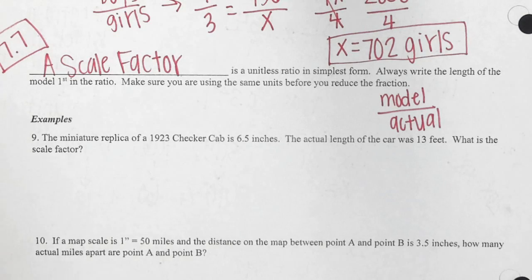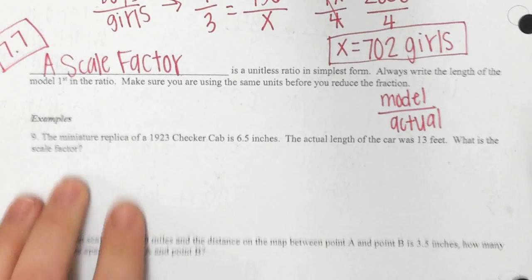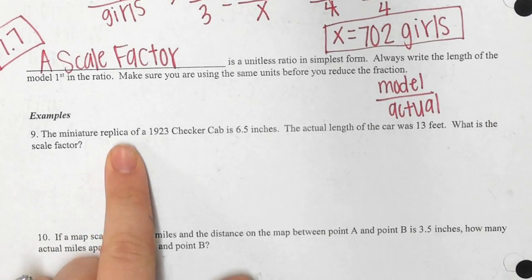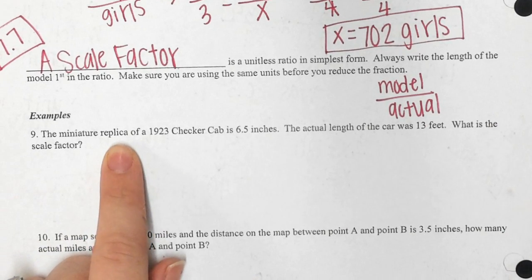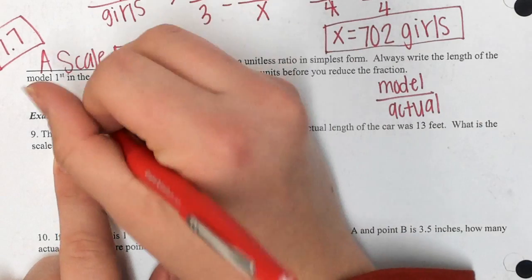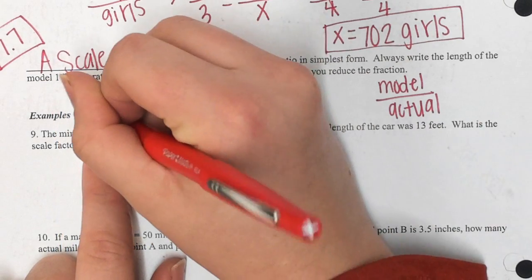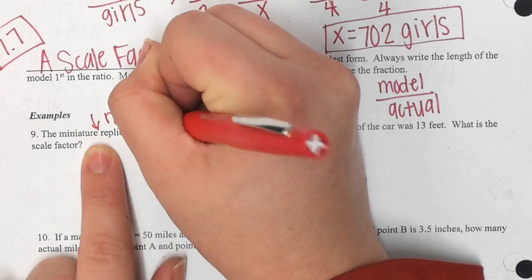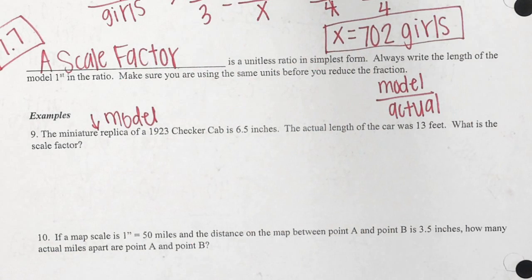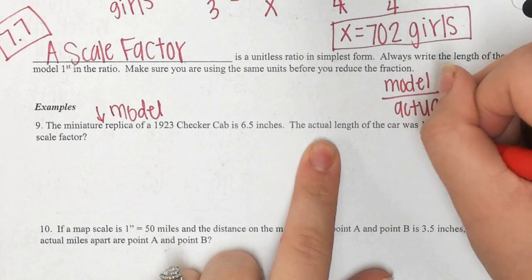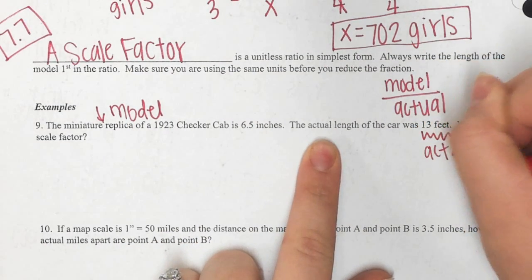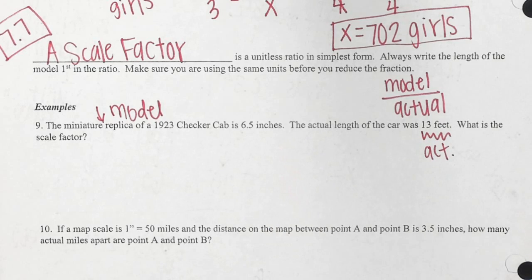So on number 9, we have that the miniature replica, so is that the model or actual? Model, because it's the miniature replica. So this is the model of a 1923 checker cab is 6.5 inches. The actual length of the car was 13 feet. So what's the scale factor?